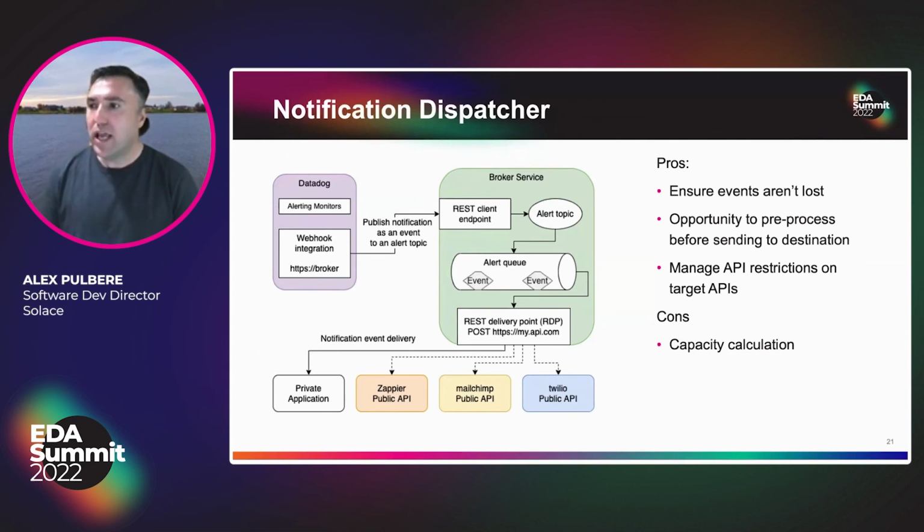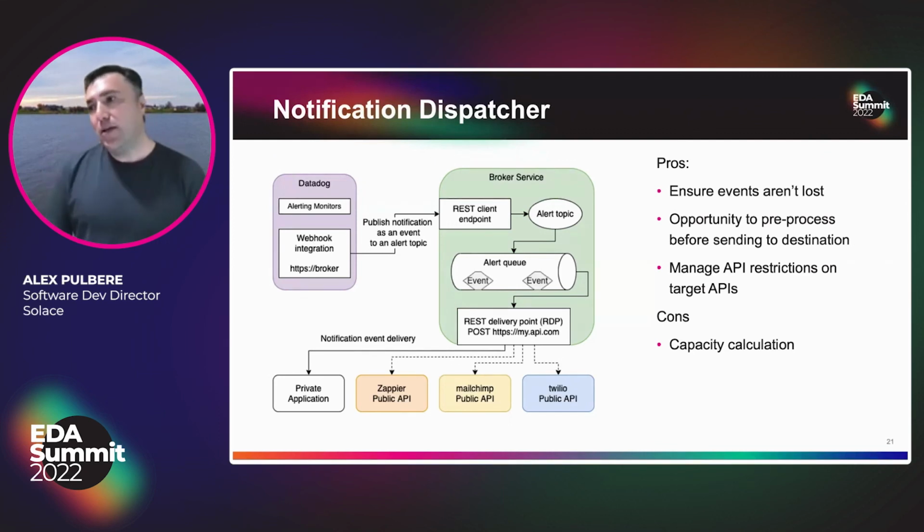acting as the durable queue that stores all the events. We then also have, as part of the broker features, a REST delivery point, which is configured to consume from the alert queue and then make requests to the target destination. In this case, it makes requests to either a private application or, as an example, to some cloud application public APIs like Zapier, MailChimp, or Twilio.